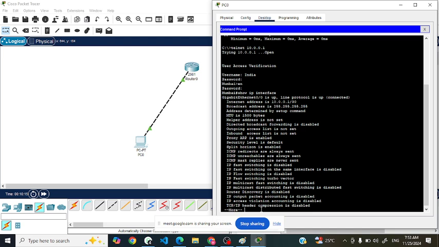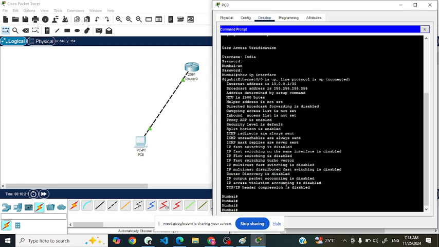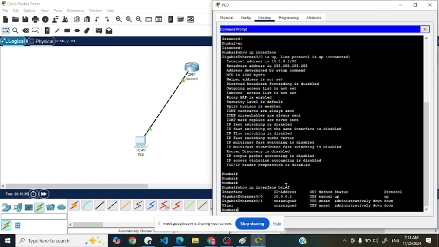regarding an interface. What is the command? Show IP interface. And the second command, if you want only brief, then it is show IP interface brief. It will give you only the IP address, and whether its status is up or down, and what protocol we have used on that particular interface, and whether this protocol is up or down.